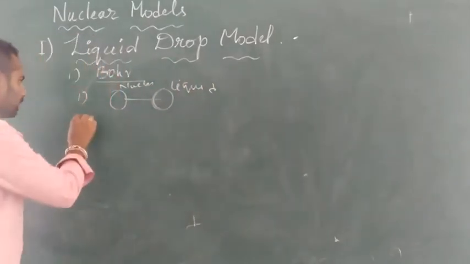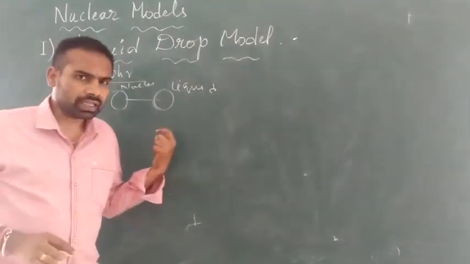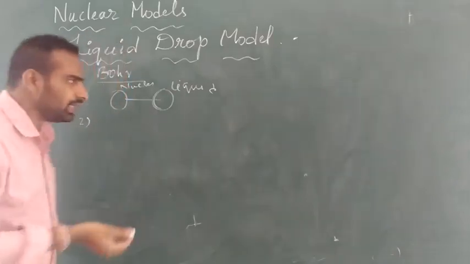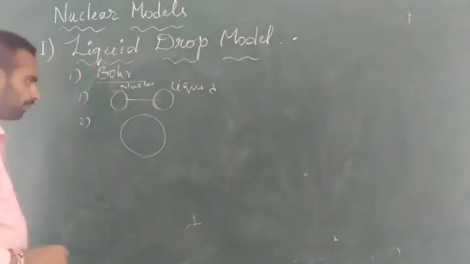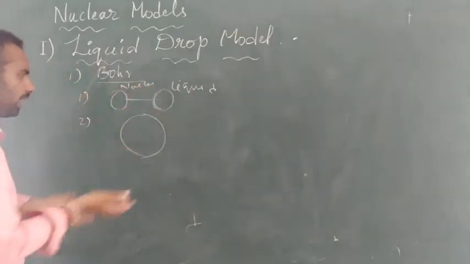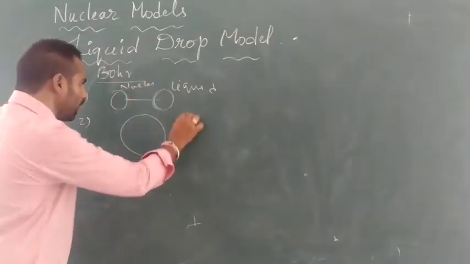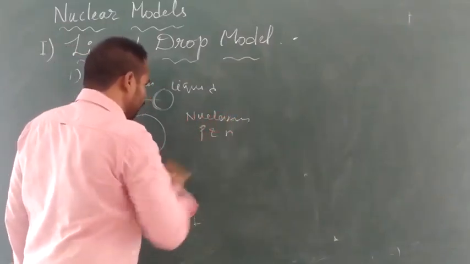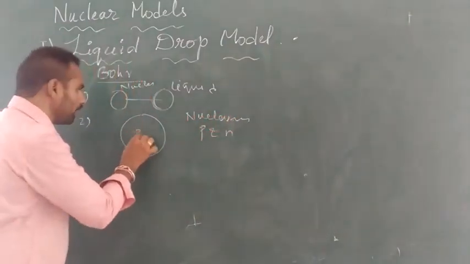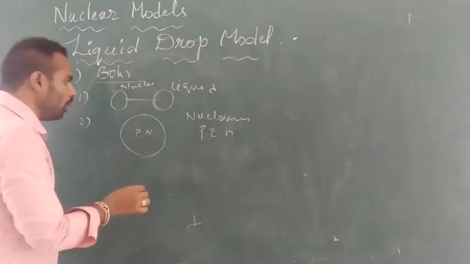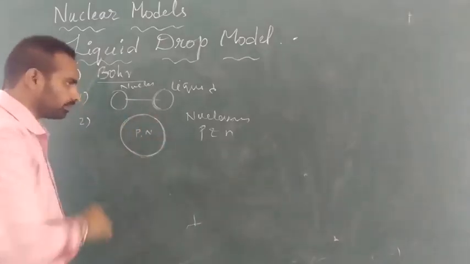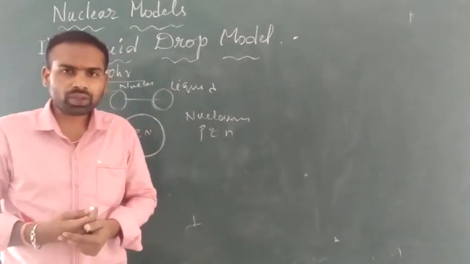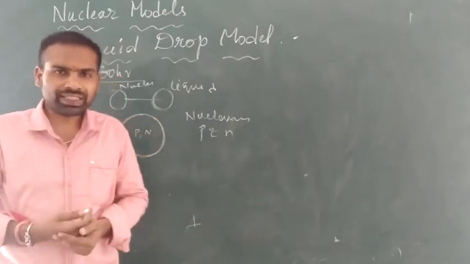Next one: the nucleons in the nucleus will move within this spherical shape. What are nucleons? Nucleons are nothing but protons and neutrons. Whatever protons and neutrons are present in the nucleus will move in the spherical enclosure. Within that spherical enclosure, the protons and neutrons will move.